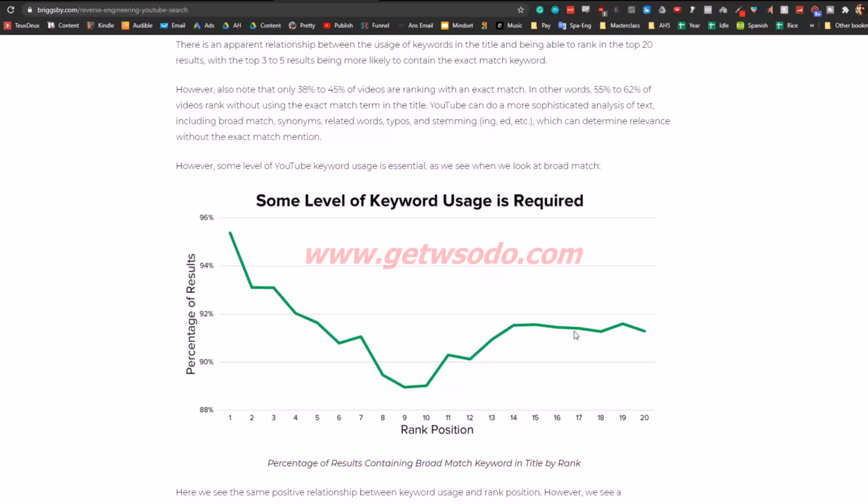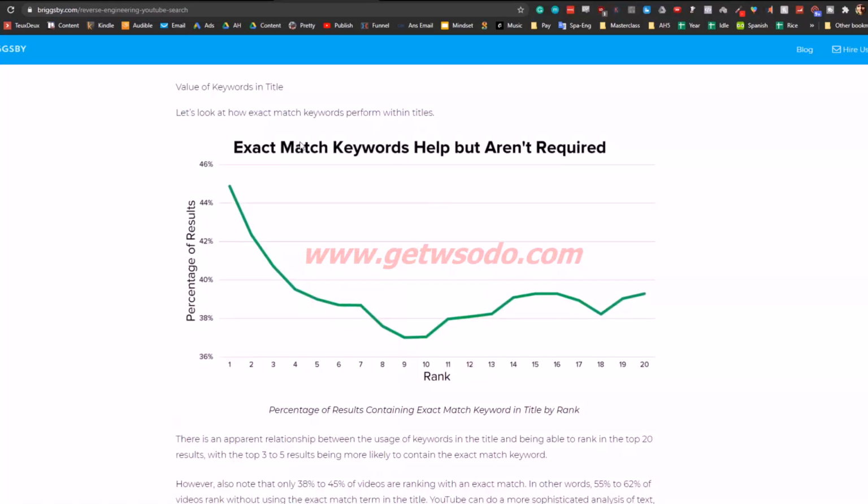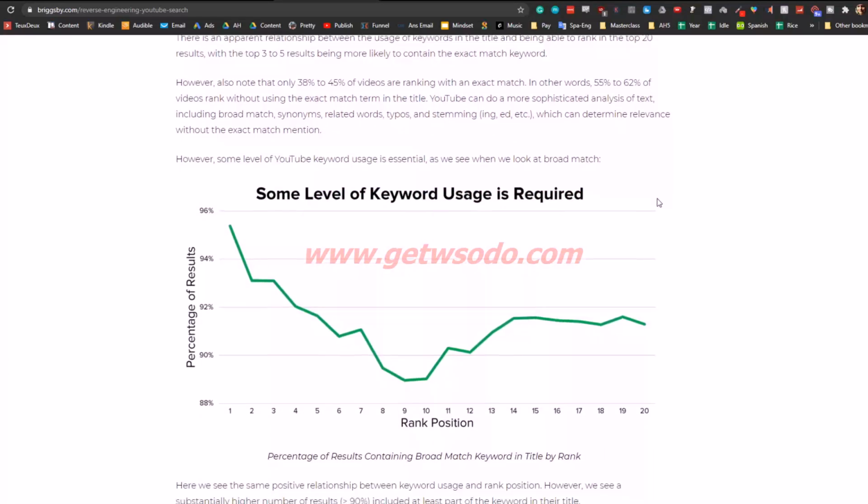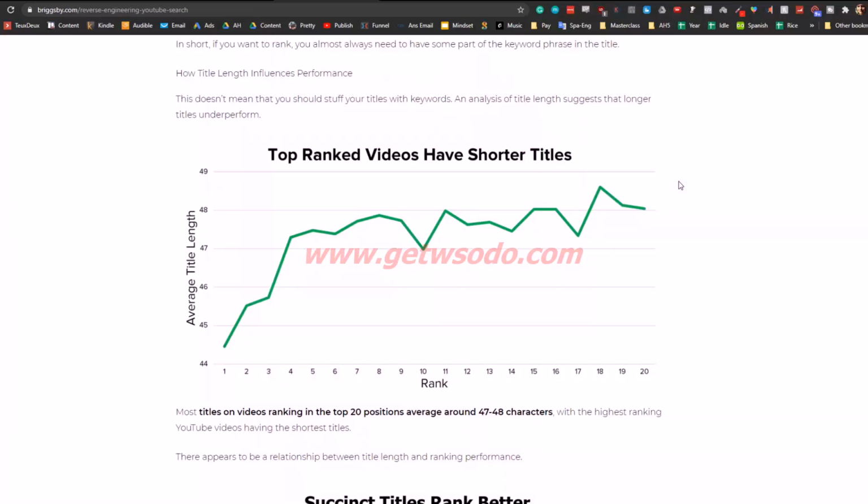And the key thing here is to not stuff your target keyword in the description, tags, and the title and not have it over and over again, but just have it a little bit and then have a few other related keywords or broad keyword matches. For example, how to make money on YouTube, make money on YouTube, earn money on YouTube. You could have those in the titles and or in the description and the tags. You don't necessarily have to have the exact match.